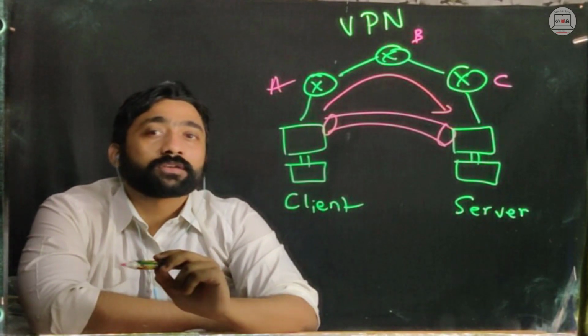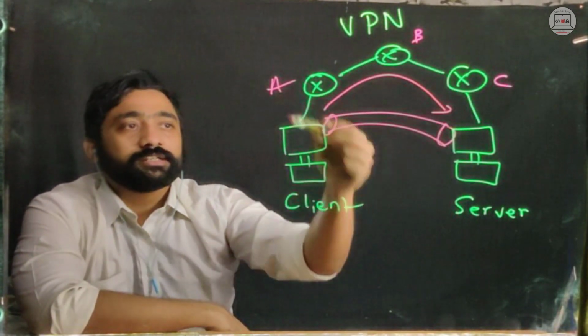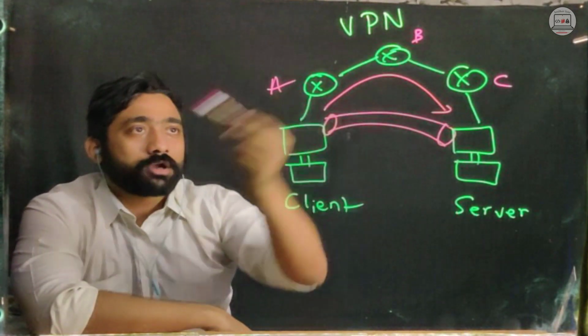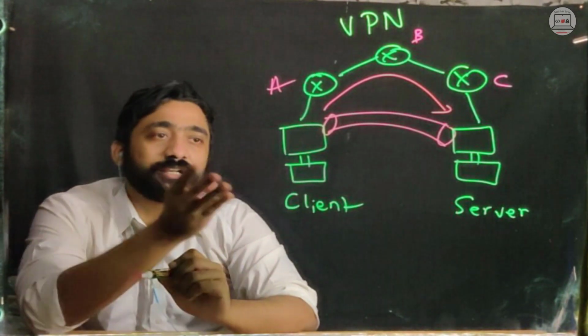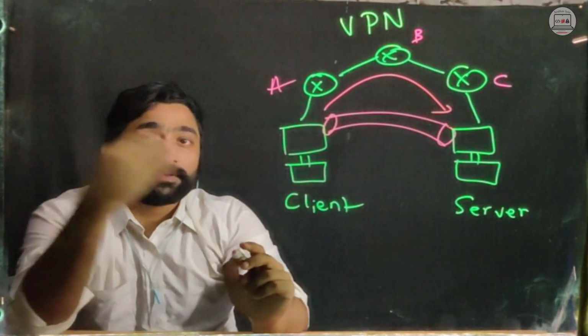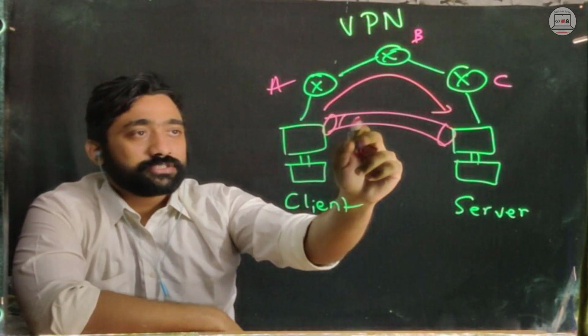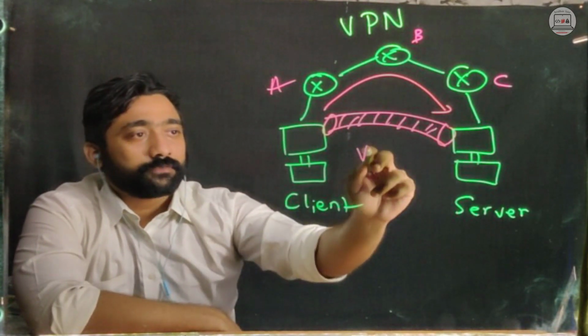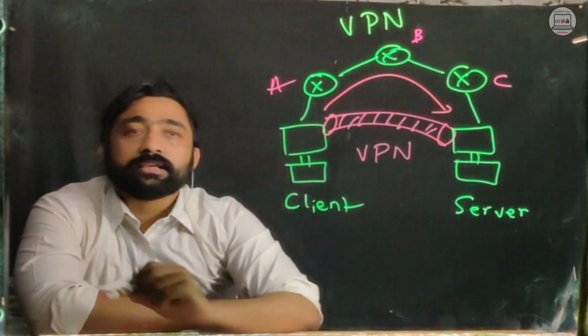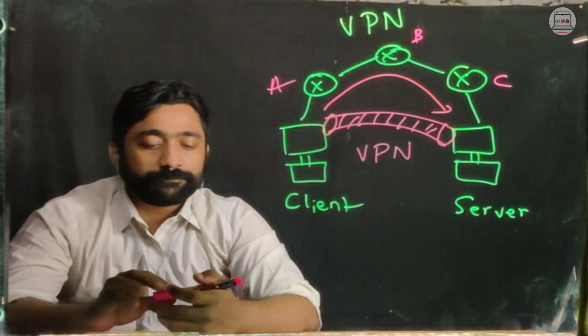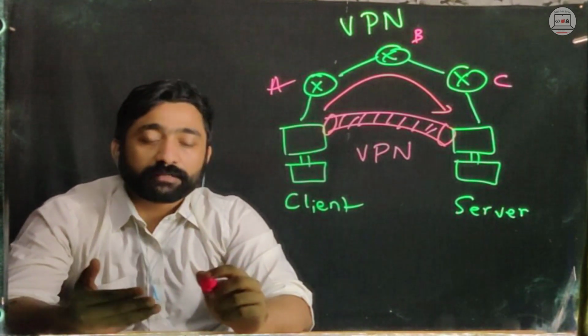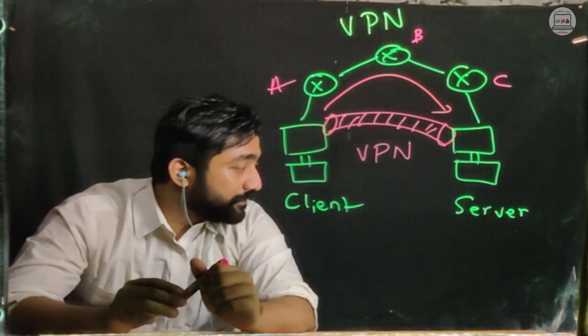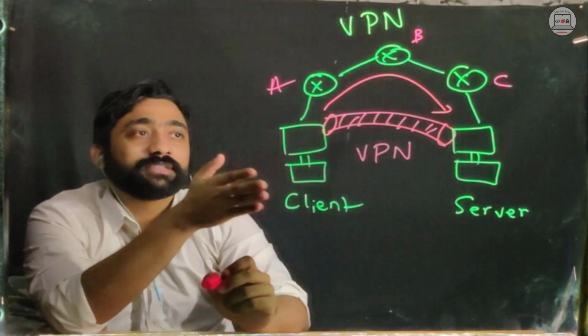Why so? Because the communication is now being routed through a different channel and not the ideal channel which the attacker thinks that the client and server might be using. So this channel over here is what we call a VPN. In this experiment, we are going to perform various commands, various configuration settings, and we will see how we can create something like this.